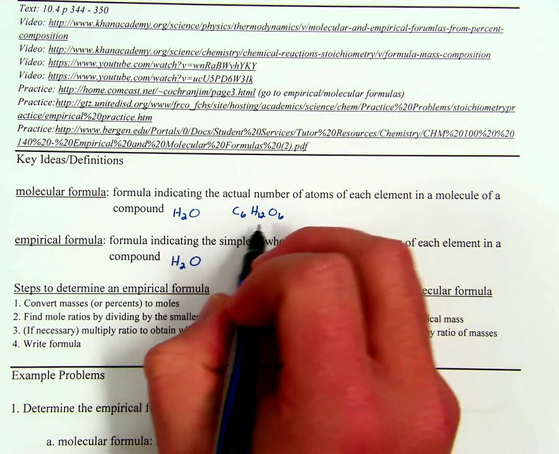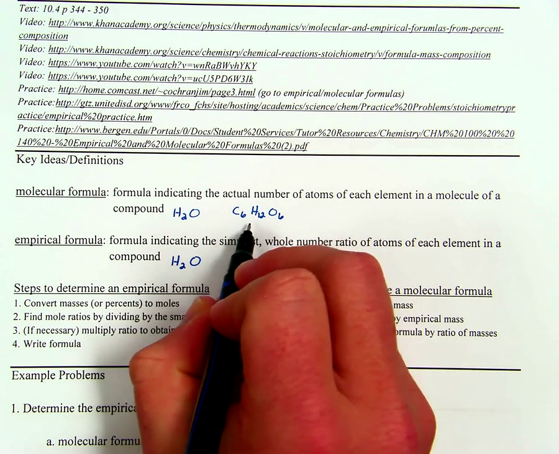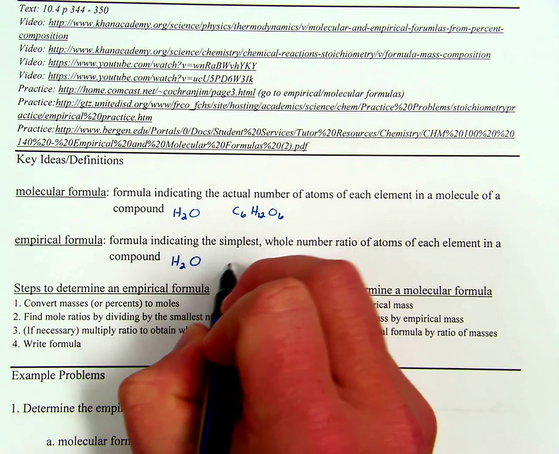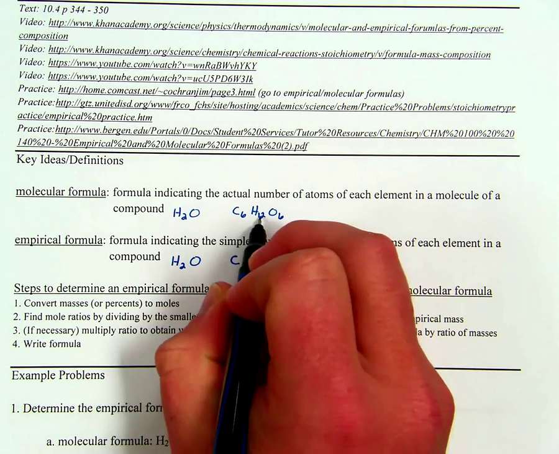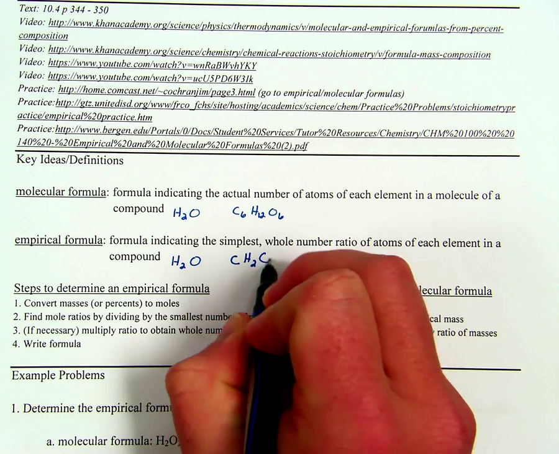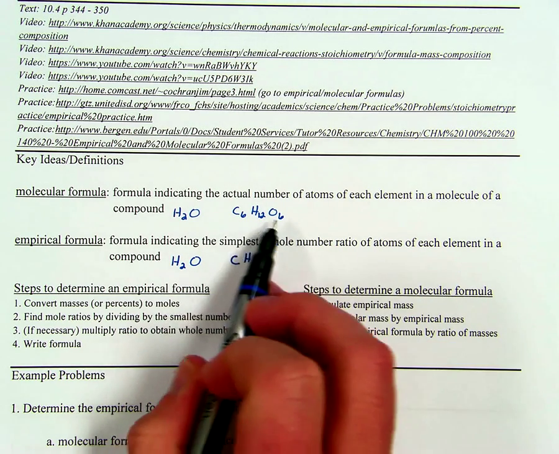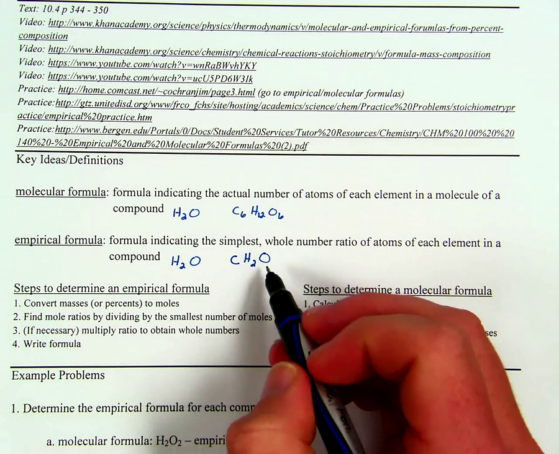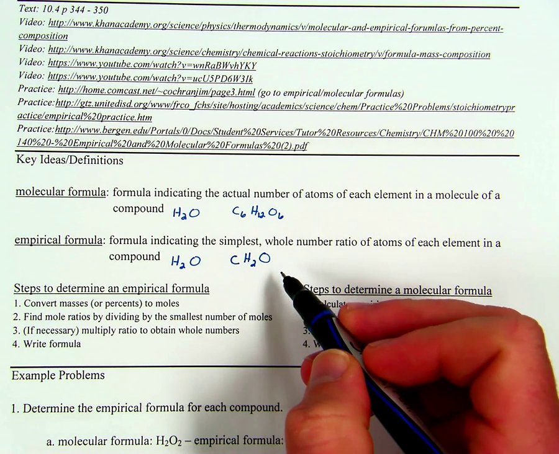Unlike for sucrose, I can divide all those numbers by 6. 6 divided by 6 is 1, so that's C. 12 divided by 6 is 2. 6 divided by 6 is 1. So the empirical formula for C6H12O6 is CH2O. Again, it is just the simplest whole number ratio of the elements in the compound.